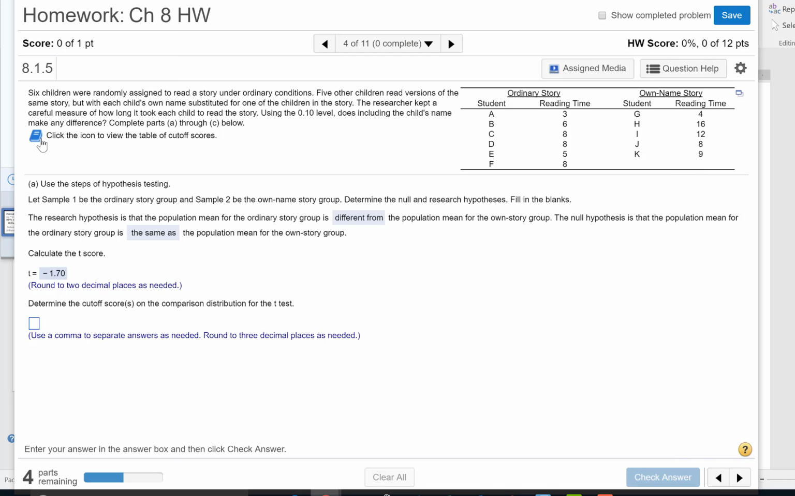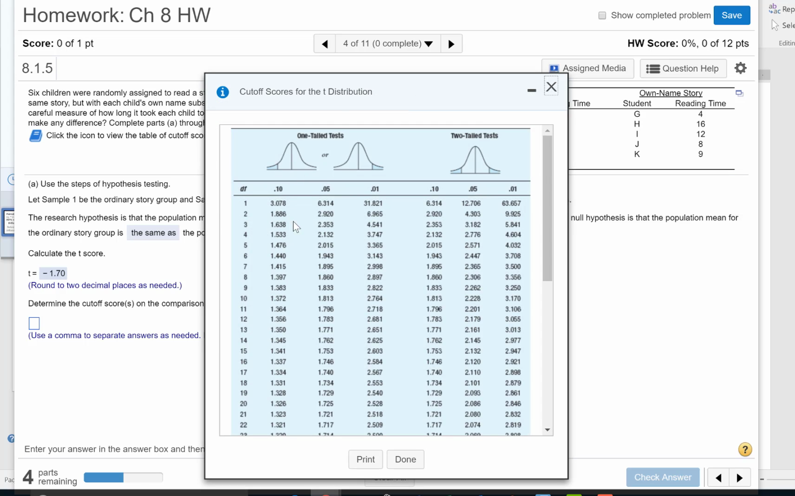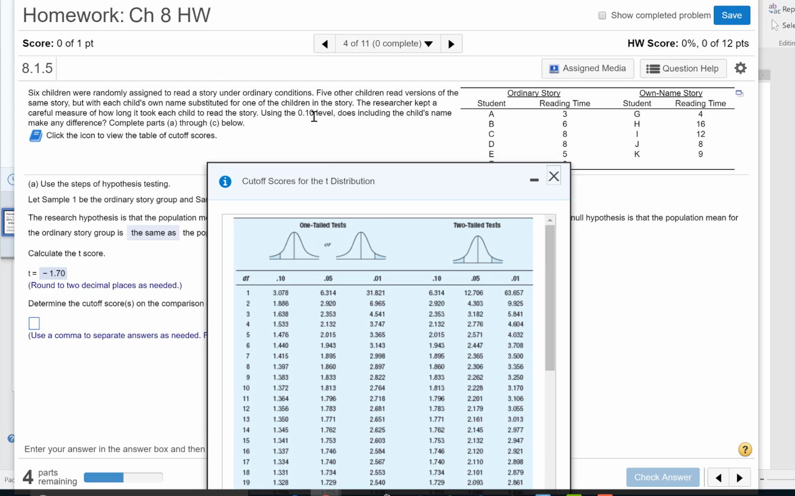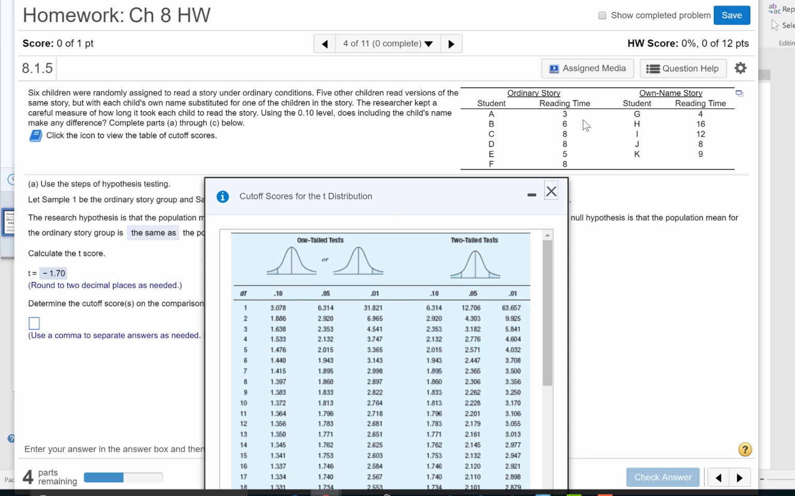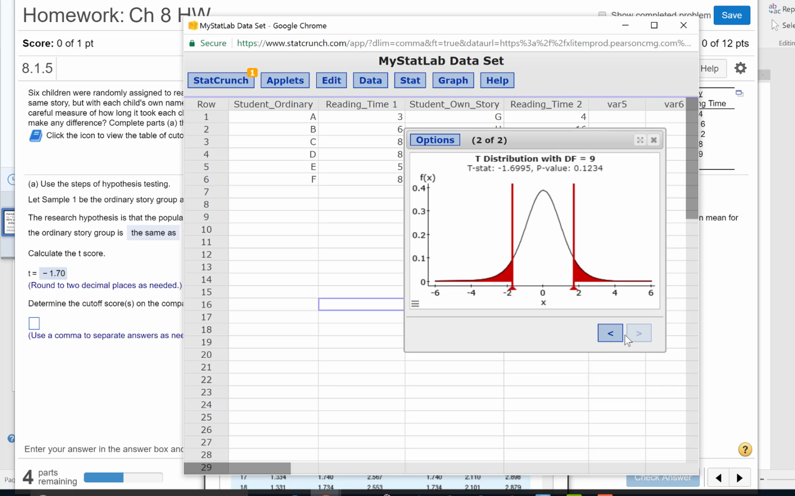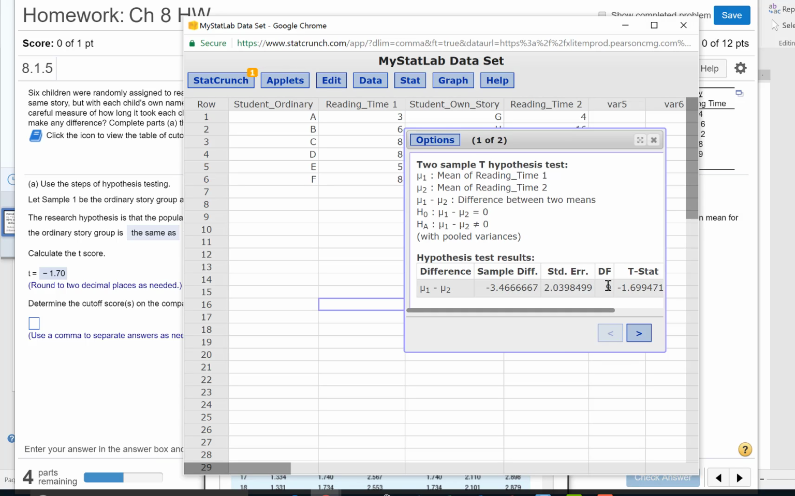We can use the table, and the table is actually not hard here. So click on the table, and what are we looking at here? We have a 0.1 level of significance, and our degrees of freedom are, what do we have here? We have 6 and 5 is 11, and then we have to take away 2. So the degrees of freedom, we basically subtract 1 for each one. And if you don't believe me, you can look back here, so degrees of freedom, 9. So it'll give it to you here, df is 9.